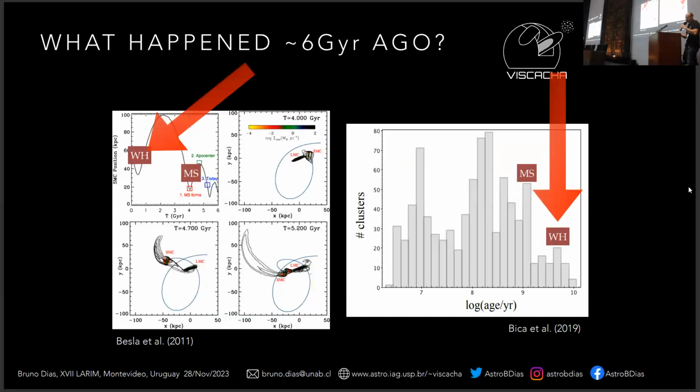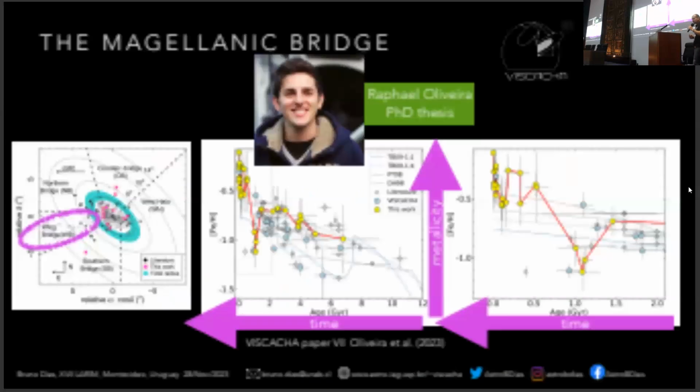If you go for simulations, there's a long road ahead, but there is some evidence, of course, for a close interaction between the SMC and LMC about that time. And also if you go for the histogram of ages of star clusters from the VISCACHA catalog, you see a peak of clusters around that time as well. So I think that's converging.